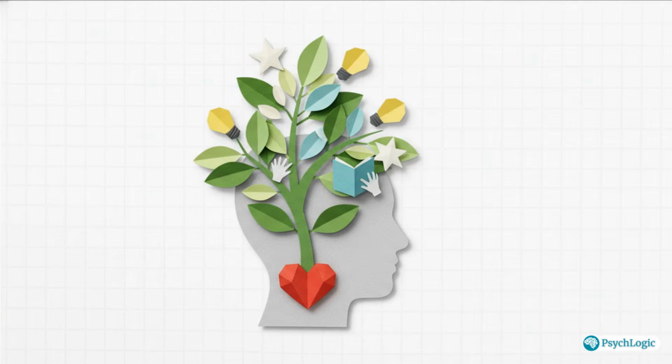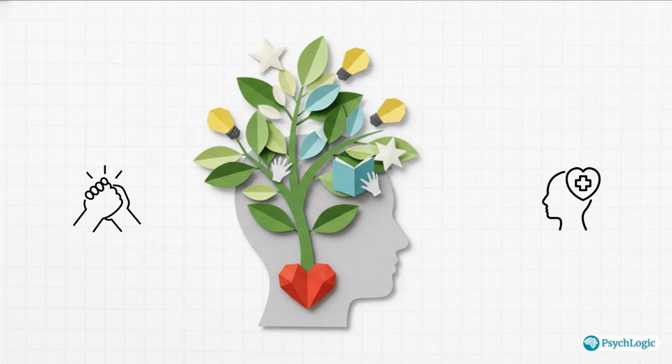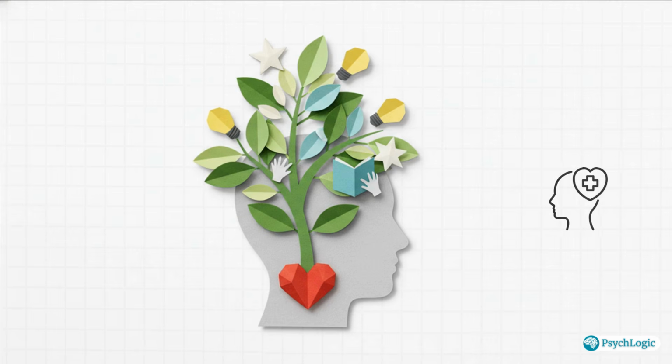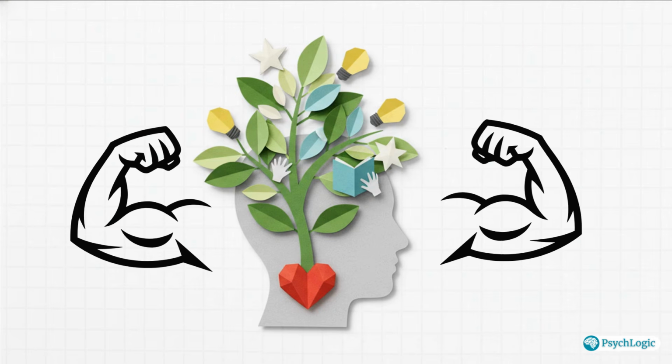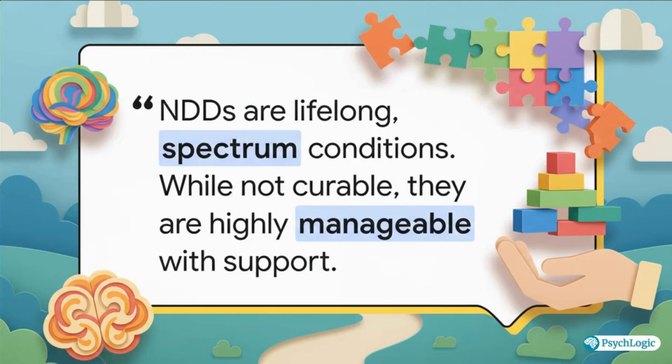So since we've already established that these conditions aren't something you can cure, what's the point? What's the goal? Well, it's all about management and support. The focus is on things like early intervention, targeted therapies, and getting the right accommodations in school. But the one I really want to draw your attention to is that last one, building on unique strengths. The goal isn't just to manage deficits, it's to help individuals lead successful, fulfilling lives by leveraging what they're amazing at.